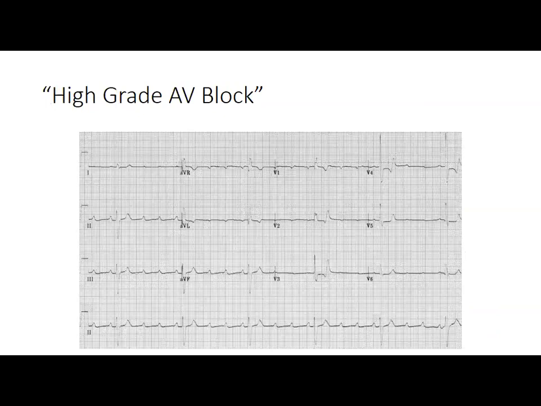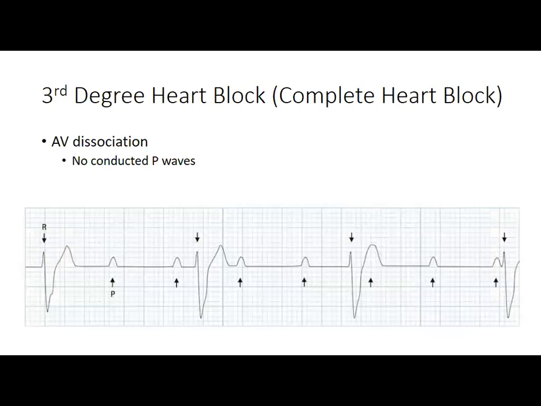High grade AV block is very similar here. It's just another version of Mobitz type 2, basically P waves that are not conducted, P wave conducted there, not conducted, not conducted. This would be a pattern you could see in Mobitz type 2, but it doesn't always have to be there for it to be Mobitz 2.